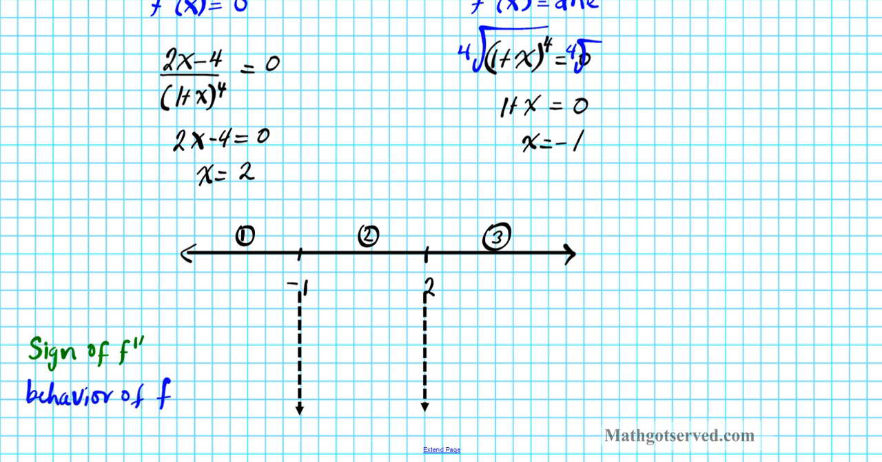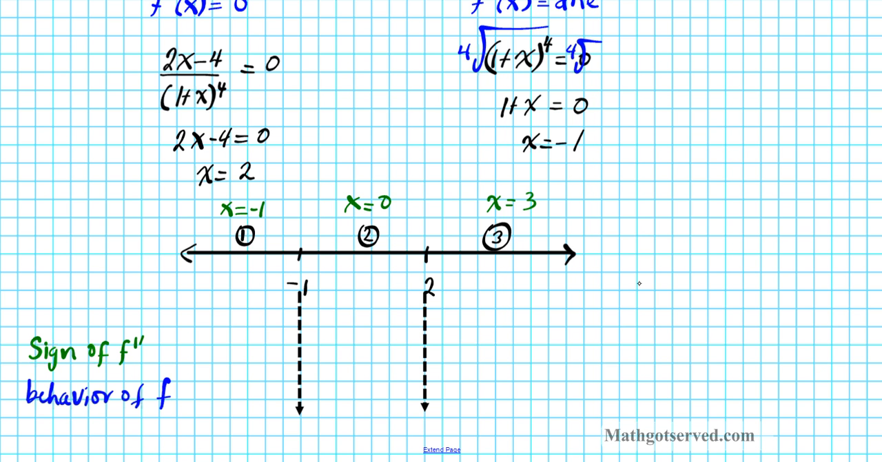For the first interval, we can pick a value, x equals -1. In the second interval, we can use 0. Third interval, how about we just use 3? All right. Okay, so let's see what the sign of f double prime is.